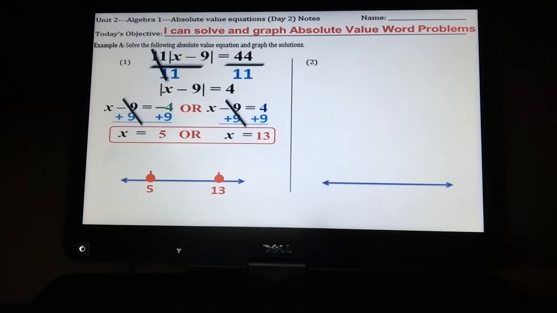Okay? Now I want you guys to do number 2 on your own. Number 2 is 7 times the absolute value of 5x plus 8 equals 14. Go ahead and solve this one on your own, and then we'll go over it.